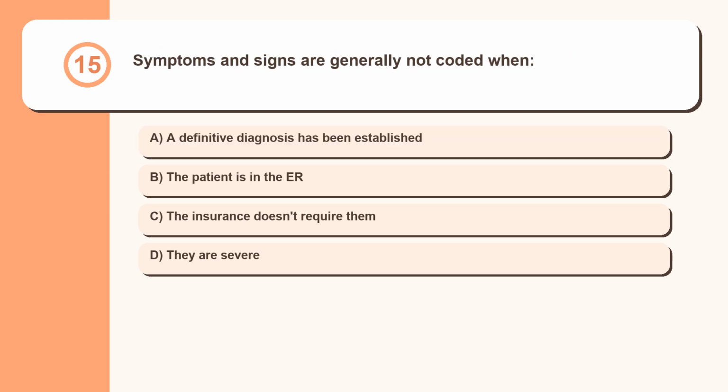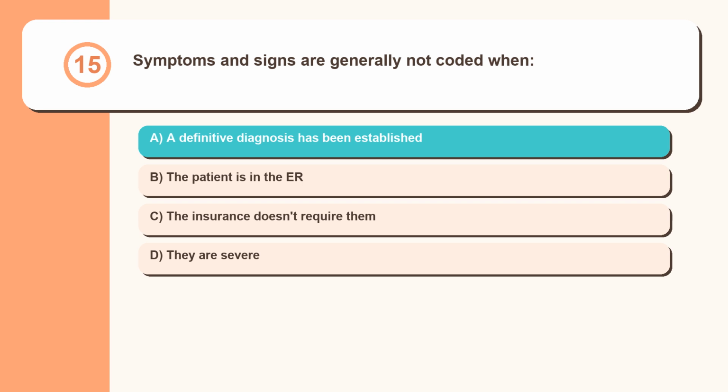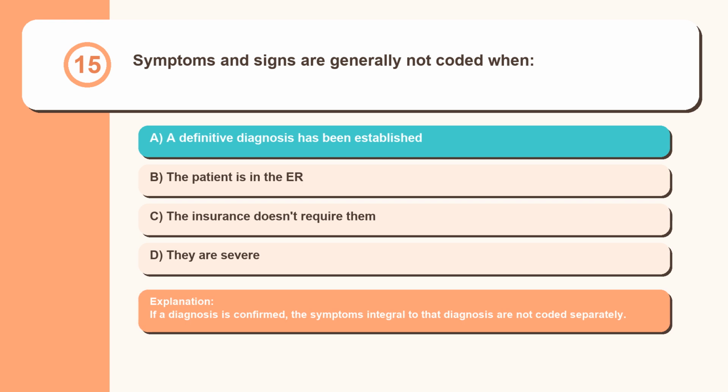Question 15. Symptoms and signs are generally not coded when a definitive diagnosis has been established. The patient is in the ER. The insurance doesn't require them. They are severe. If a diagnosis is confirmed, the symptoms integral to that diagnosis are not coded separately.